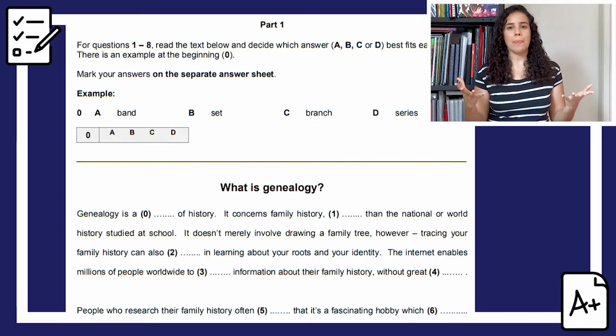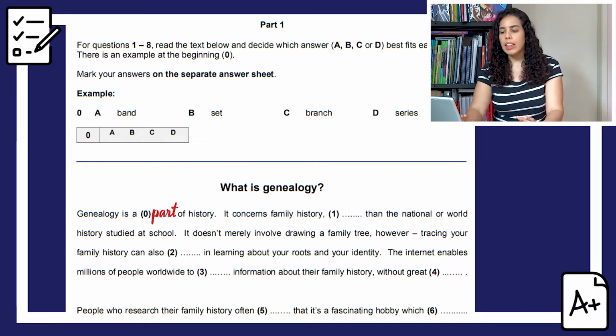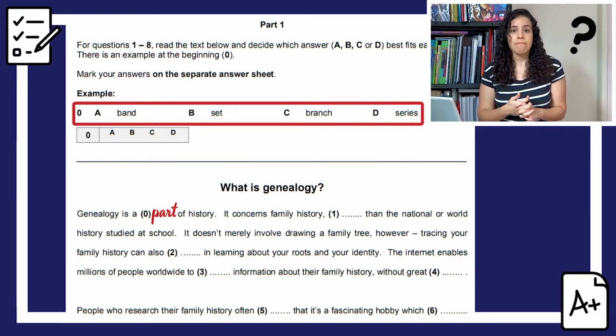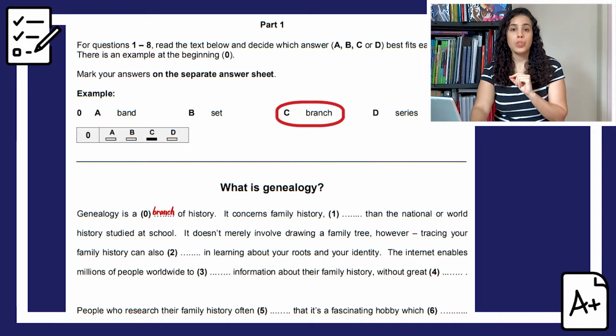So, here's a sample. As you can see in the sample, genealogy is a blank of history. What we want to say here is that it is a part of history. If you look at the provided words, there is band, set, branch, and series. We don't have the word part as an option, so we need to find one that is equivalent to part. Which word would be similar to part in this case? Exactly, branch.